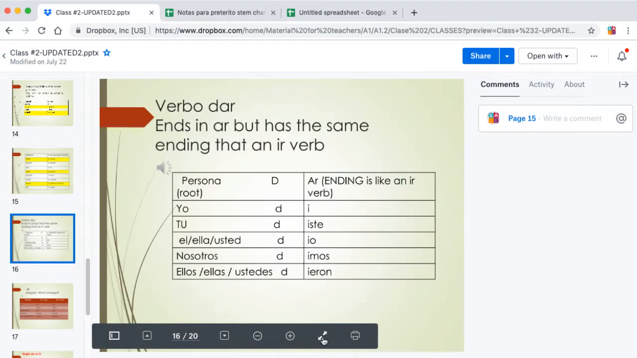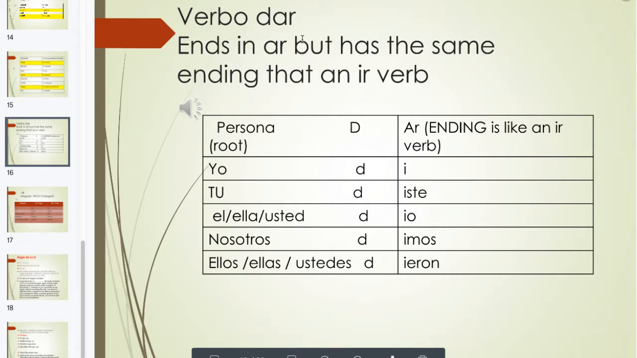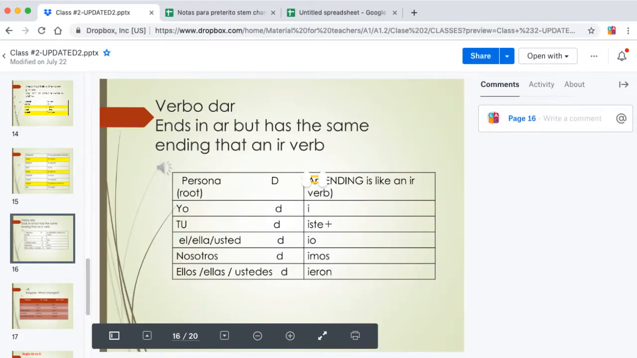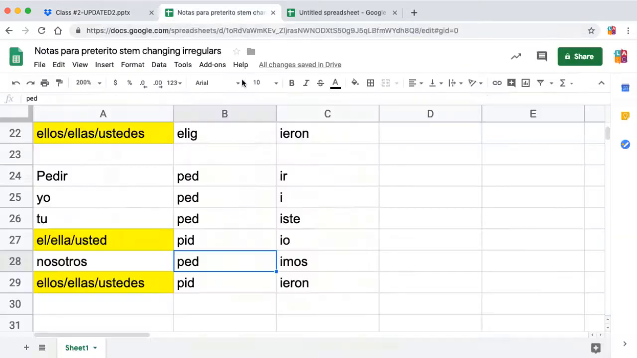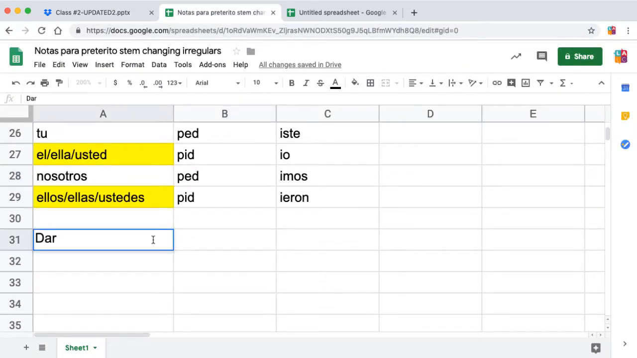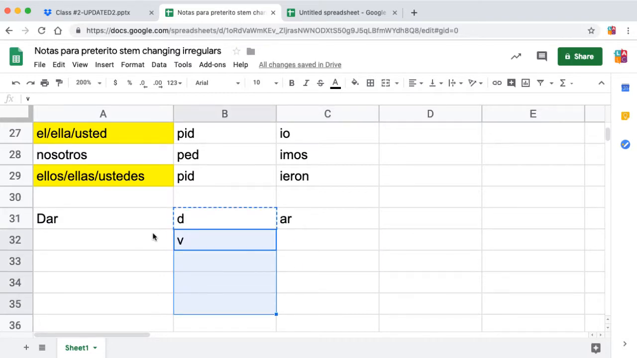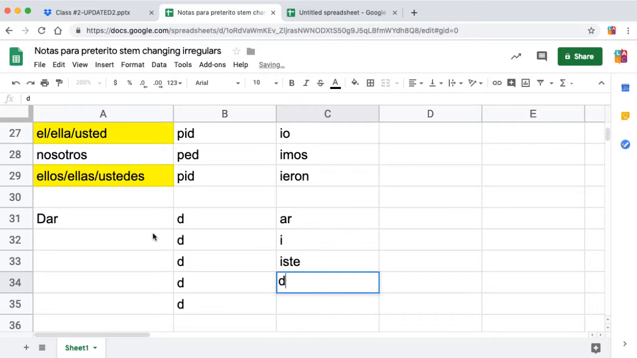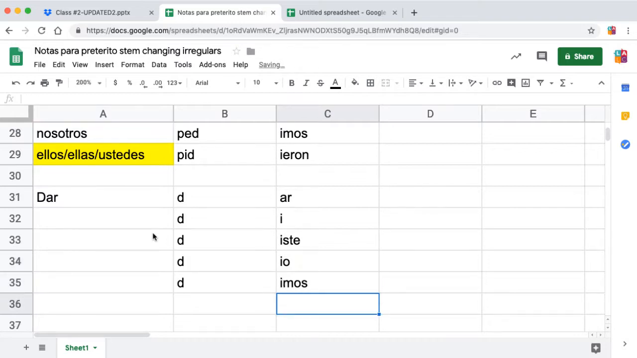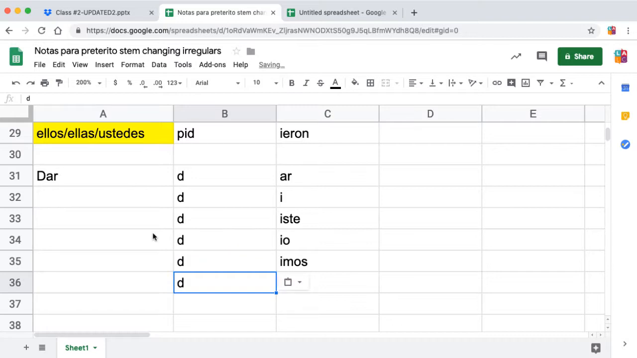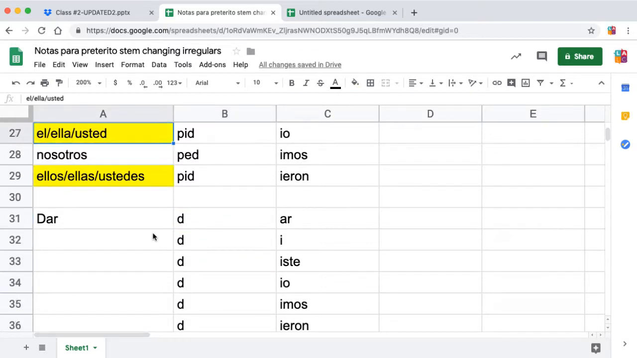Then what's going on with this guy? You see, dar. Dar is the verb to give and ends in AR, but there's something particular. It's the only one that ends in AR but the ending is like an IR verb, okay? The stem doesn't change, so it's a D, then di, diste, dio, dimos, and dieron. So it's the ending of an IR verb. Unfortunately, you have to study that one a little bit by heart.